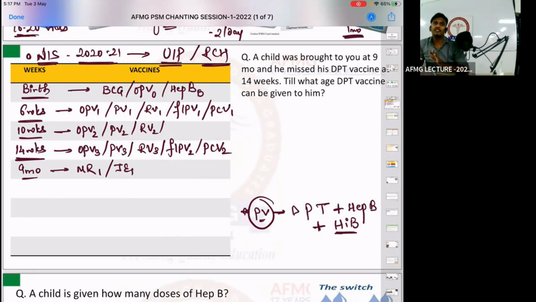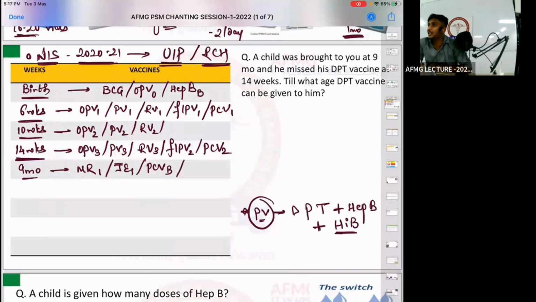We give Japanese encephalitis live in our patients. Okay, no issues with this. Moving further. Next would be, which booster is given? Anybody? Which booster is given? PCV ka booster is given.